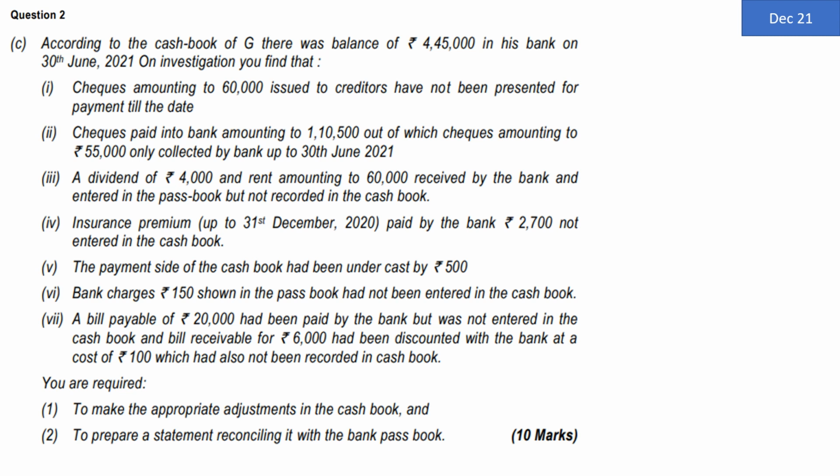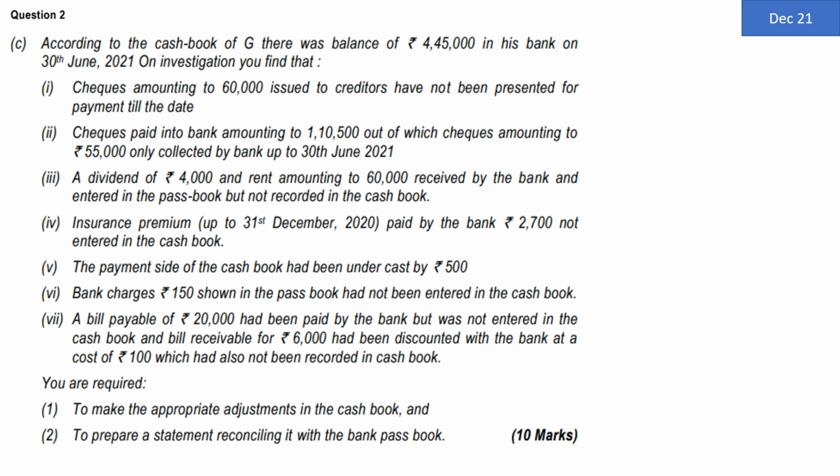A dividend of Rs 4,000 and rent amounting to Rs 60,000 received by the bank and entered in the passbook but not recorded in cash book. Insurance premium up to 31st December 2020 paid by the bank Rs 2,700 not entered in the cash book. The payment side of cash book had been undercast by Rs 500. Bank charges Rs 150 shown in the passbook had not been entered in the cash book.